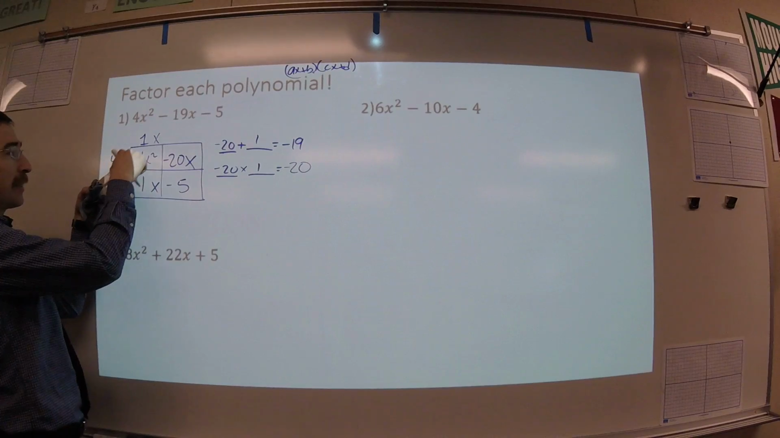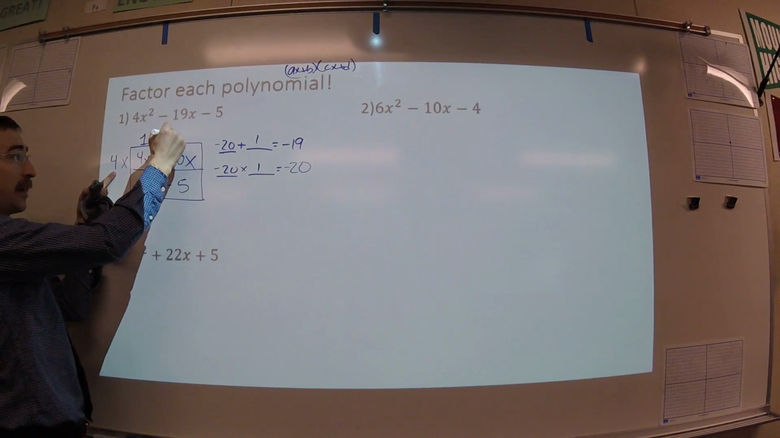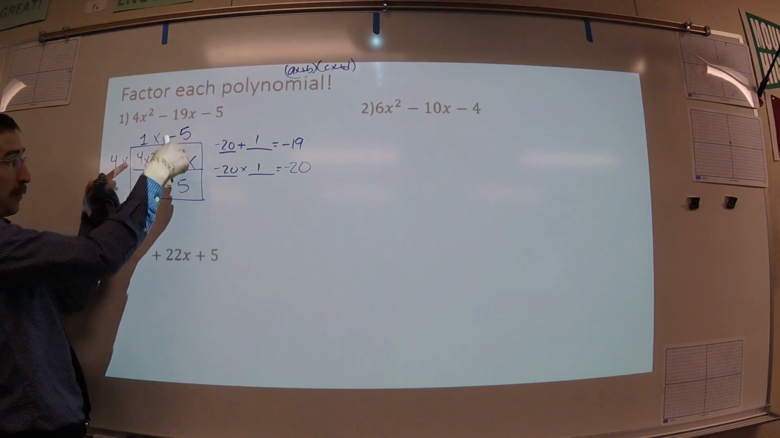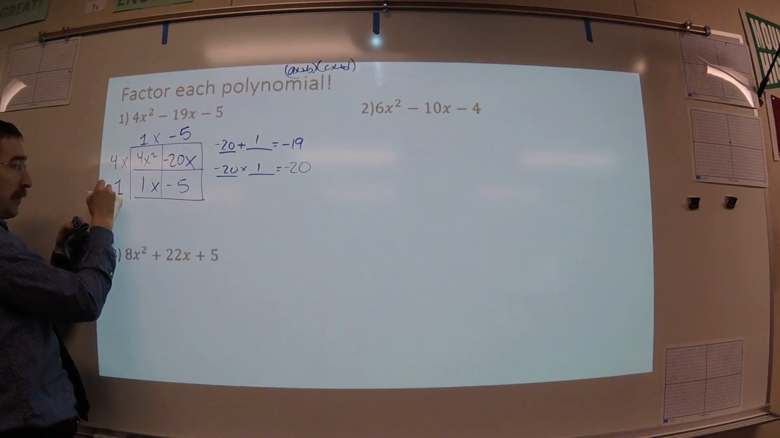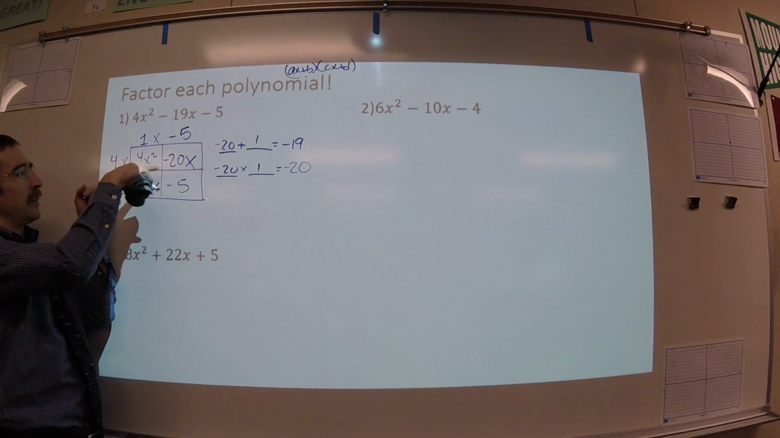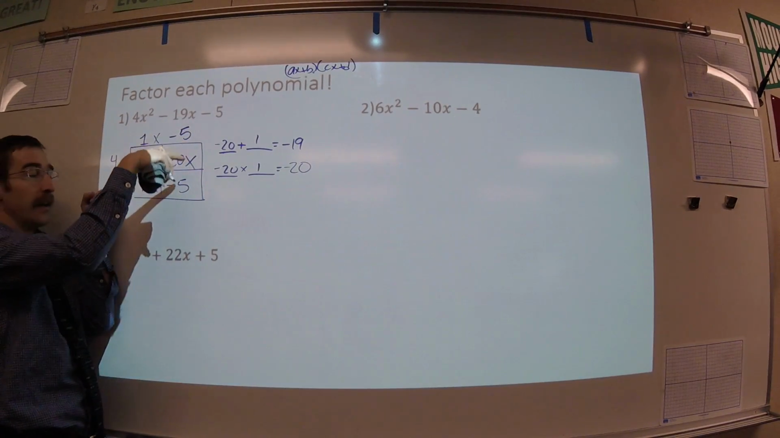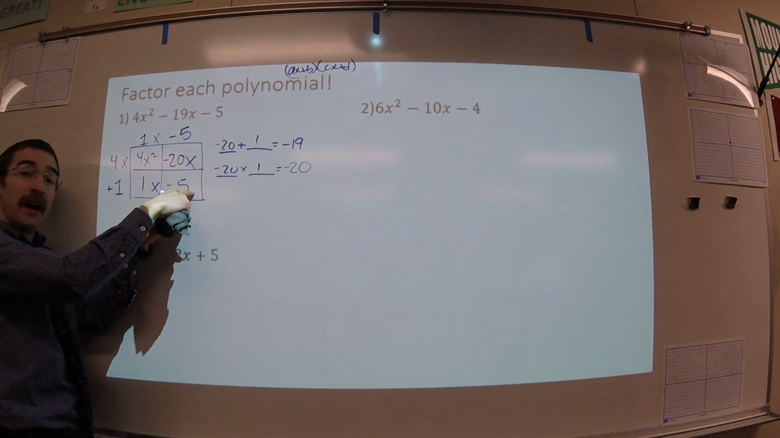So now I say 4x times what gives me negative 20x. So 4x times negative 5 gives me negative 20x. 1x times what gives me 1x? Well, just a 1. And that's positive, so it's plus. If you didn't get this, you could say negative 20 divided by 4 is negative 5. You use divide to get that number. And then double check, negative 5 times 1 is negative 5.